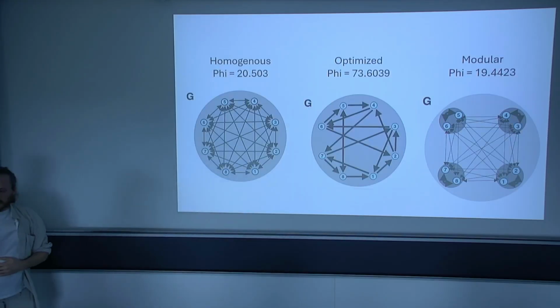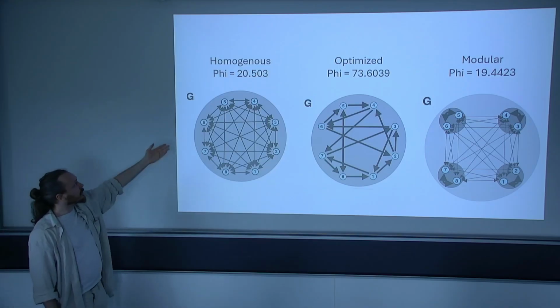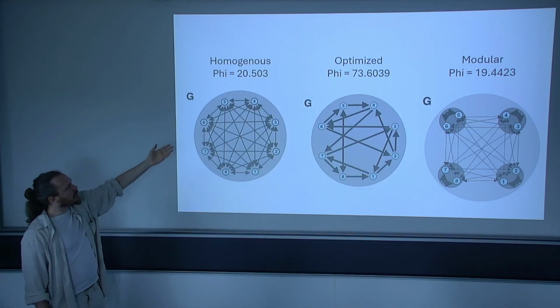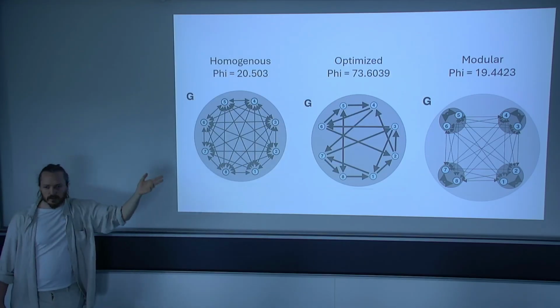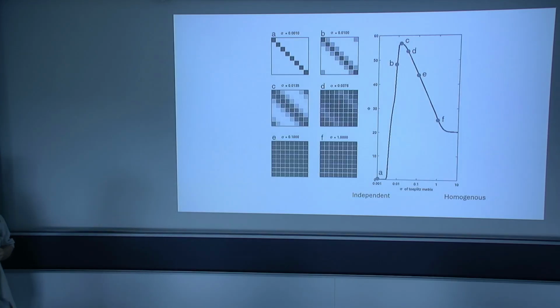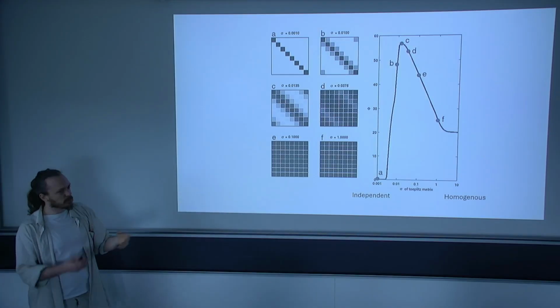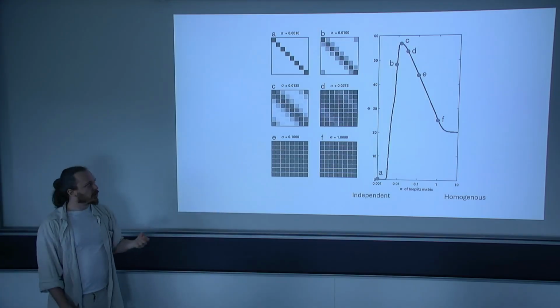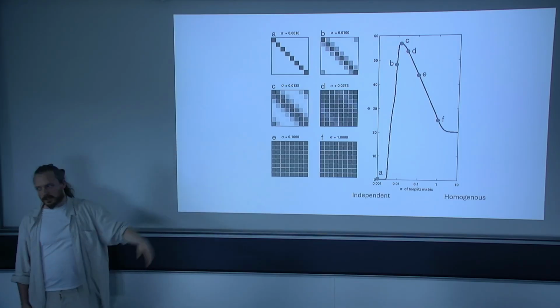Different network architectures here have different values. If you have homogeneous connections, it's actually interesting: homogeneous and modular connections have relatively lower phi values. And if you optimize a network to maximize phi, you get more heterogeneous connectivity. Here they're using top-based matrices to vary from homogeneous to modular, and you get maximal complexity at low intermediate levels.